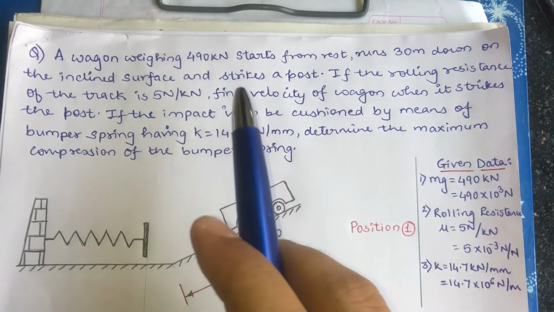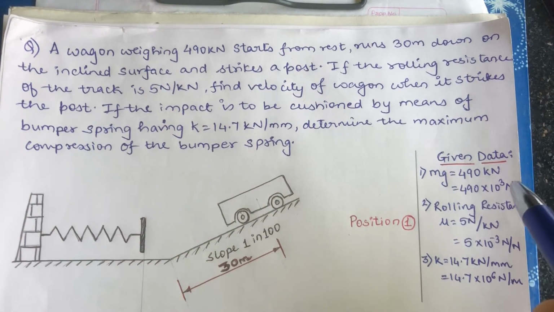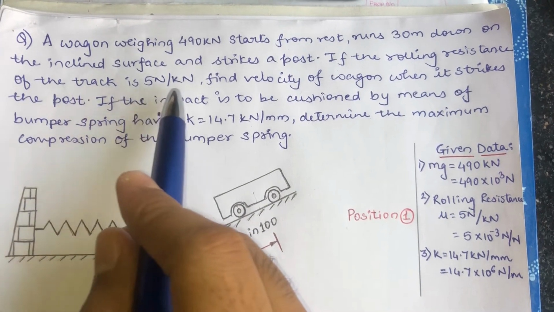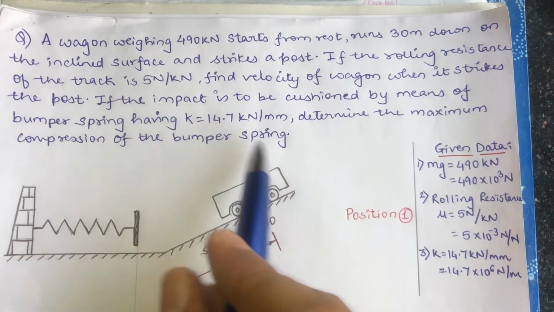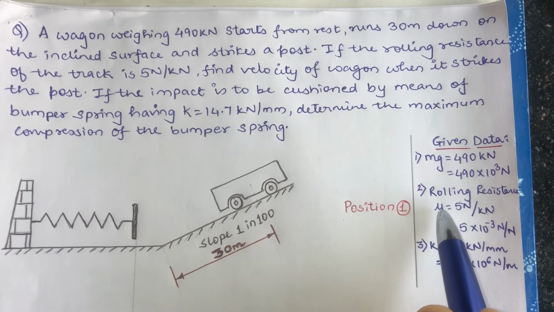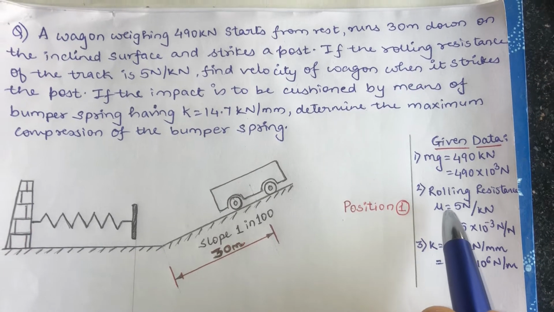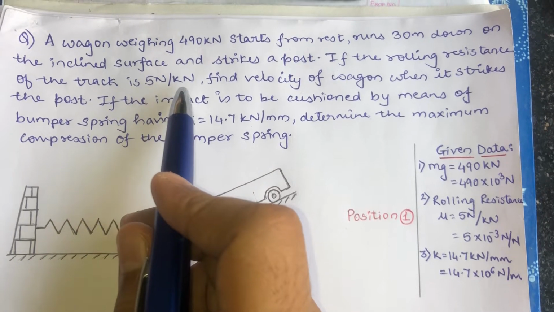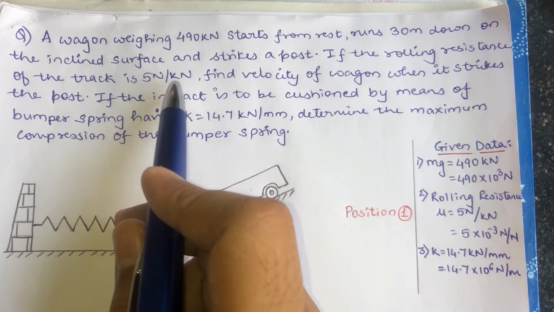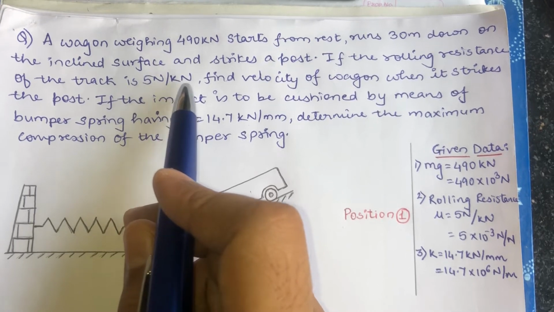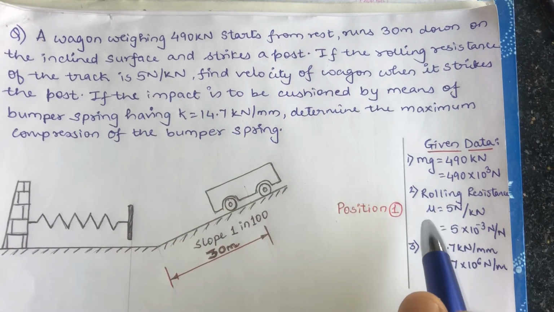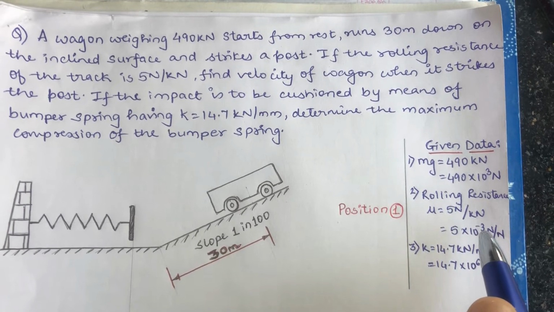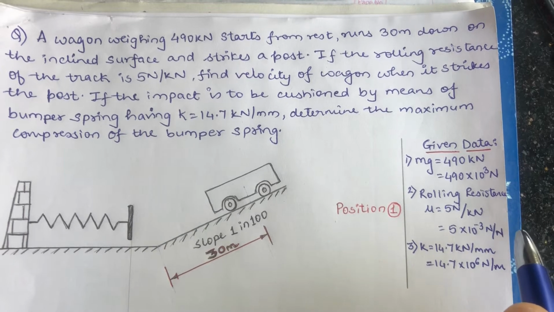The first data is W equals to 490 kilonewton, which is 490 into 10 to the power 3 Newton. Now rolling resistance, we can say it as mu. Why mu? Because F is equals to mu into N and mu is equals to F upon N. So F has a unit Newton upon N, N is a normal reaction having a unit kilonewton. So this can be mentioned in terms of mu. So mu is equals to 5 into 10 to the power minus 3, Newton by Newton cancelled.